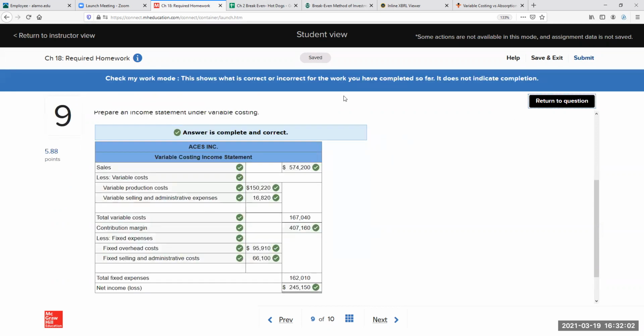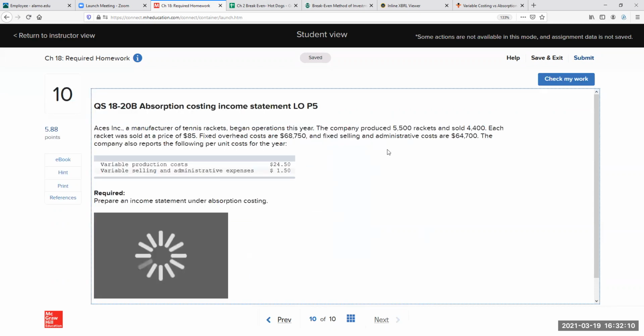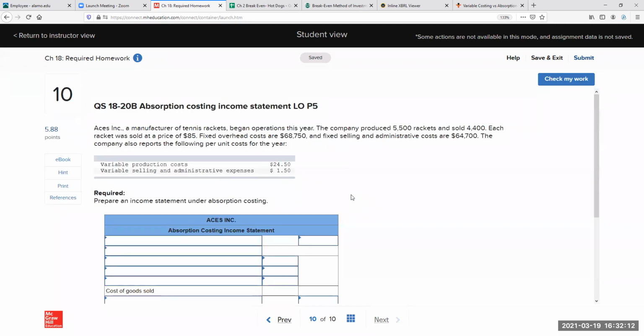Okay, very good. Now, this is for management. This is for internal use. This is not what you produce to the world. This is for inside your company. Now let's go on to absorption, because this last one is what all the world uses. And I'm going to click over here.